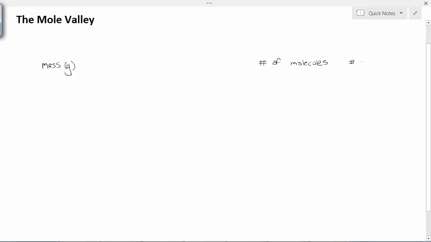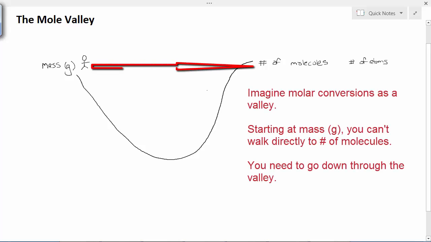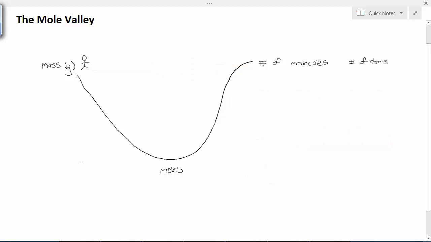So I'm starting at grams and I'm looking to get to molecules or atoms. Molecules or atoms will depend on what the substance is. I'm going to draw myself, or a random stick person here, starting at mass. And I'm going to draw what we're going to call a valley. So if I have my representative valley here, can I walk directly across the valley from mass to molecules? No, I can't. I have to go down through the valley.